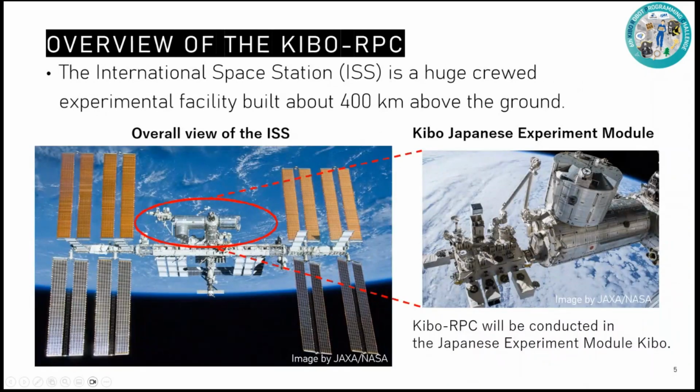Now I would like to take a moment to explain what the International Space Station is, where the final round will take place. The ISS, as you see in the picture, is a huge facility where astronauts can implement experiments, mainly science experiments. The ISS is located around 400 kilometers above the ground. The final round will be conducted in the Japanese experiment module Kibo, which you can see on the screen on the right side.